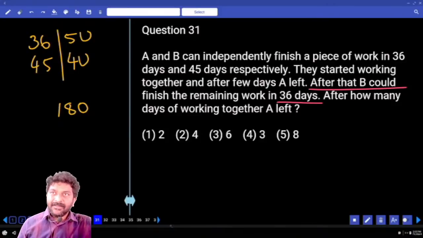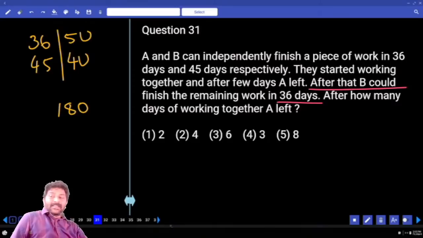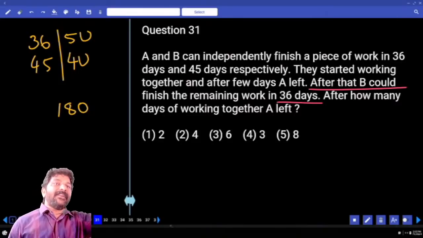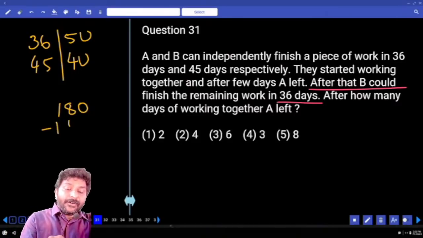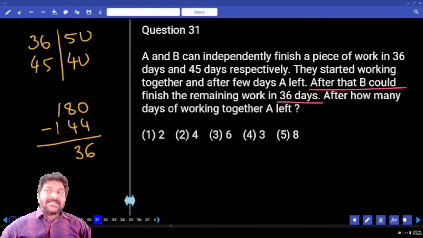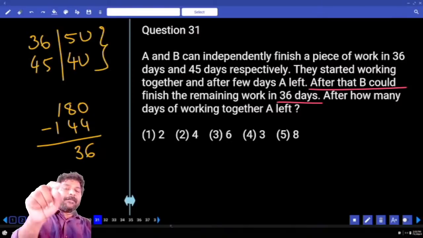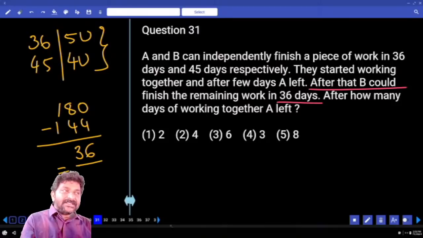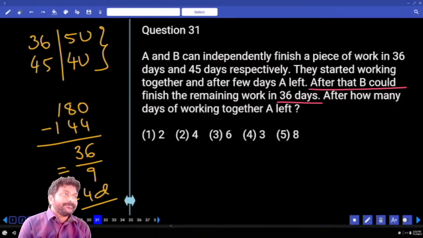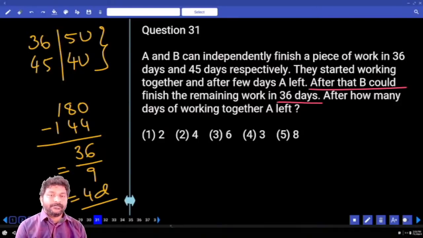Now this is clear data we have. B per day can do 4. In 36 days he can do 36 into 4. Correct? 36 double, 72 double, 144 units of work is done by B. That means the difference is 36. So what is this 36? Work done by both A and B together. Correct? A and B together per day can do 9. Then to complete 36 units, they would need, come on, 4 days. Completed.